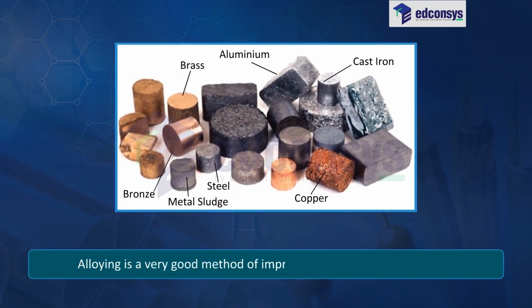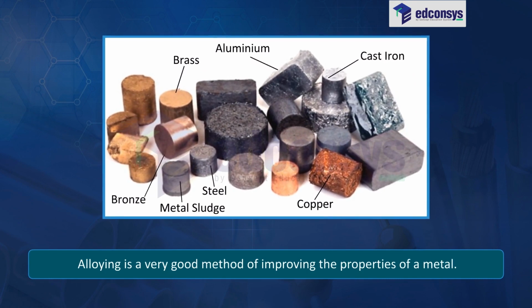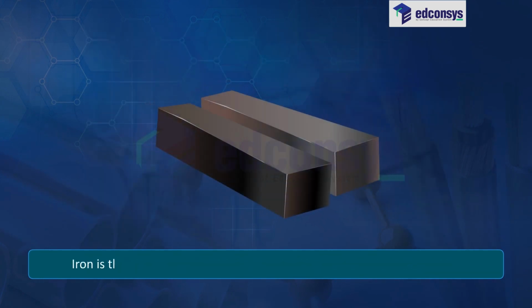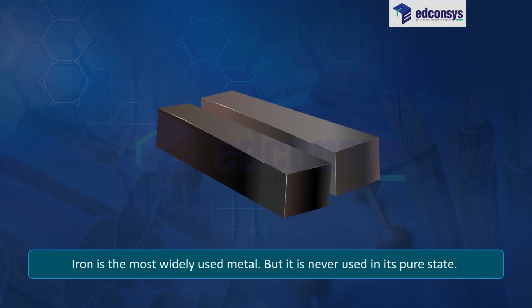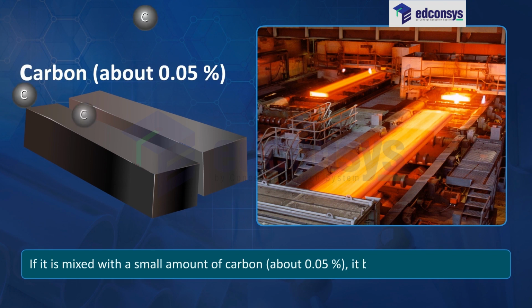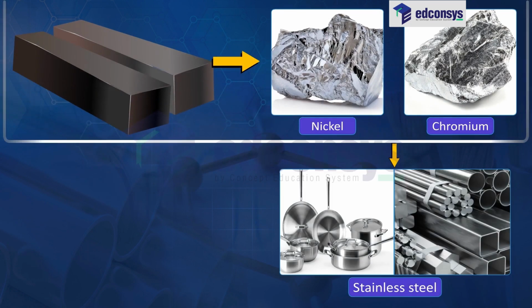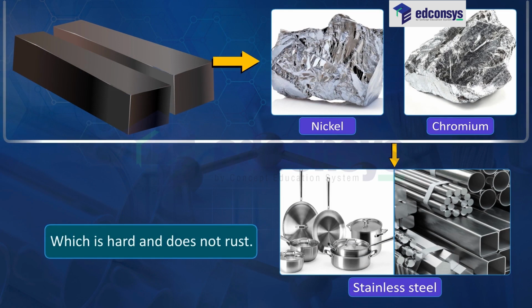Alloying is a very good method for improving the properties of a metal. We can get the desired properties by this method. For example, iron is the most widely used metal, but it is never used in its pure state. This is because pure iron is very soft and stretches easily when hot. But if it is mixed with a small amount of carbon, about 0.05%, it becomes hard and strong. When iron is mixed with nickel and chromium, we get stainless steel, which is hard and does not rust.